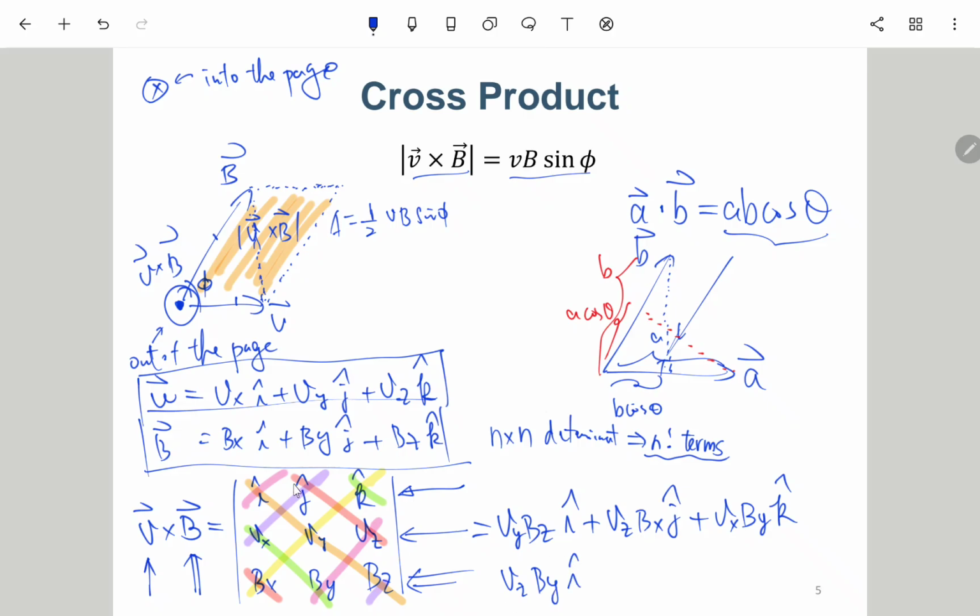But for these 3, we have negative sign. So this is a negative vz by, and then i hat. And then for the j, we have vx bz, and then j hat. And then finally k hat, vy bx, k hat, something like this.